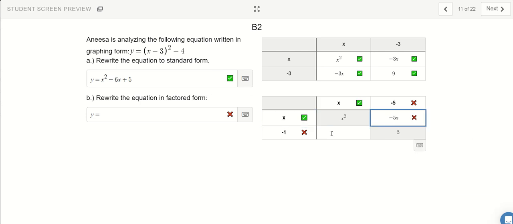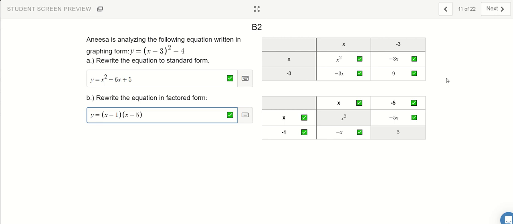And x times -1 will be -x. And notice that -x and -5x, that's how we get our -6. And then -1 times -5 is how we get 5 in the corner, okay? So this base and height, I can write it as base times height, x minus 1, x minus 5, all right? Base times height. Right?